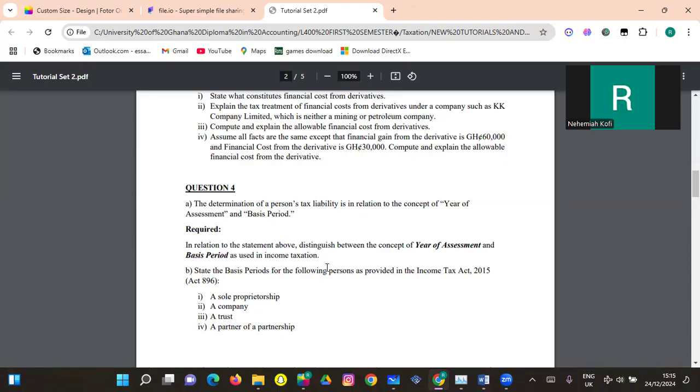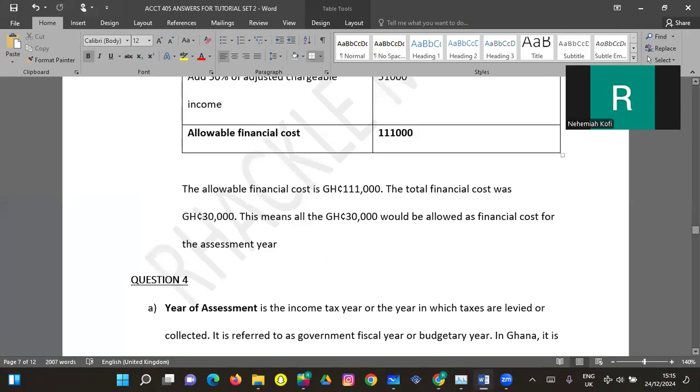So that's what I've explained. The year of assessment is the year in which taxes are levied and collected. And it is normally the calendar year in the case of Ghana, from January to December. And the basis period is the period in which a business made an income or operated within the year of assessment. So I used January to December as the year of assessment. And then I said that if the business made an income within any of these months, within a year, right, that becomes the basis period for that particular business. So let's look at what is on the marking scheme.